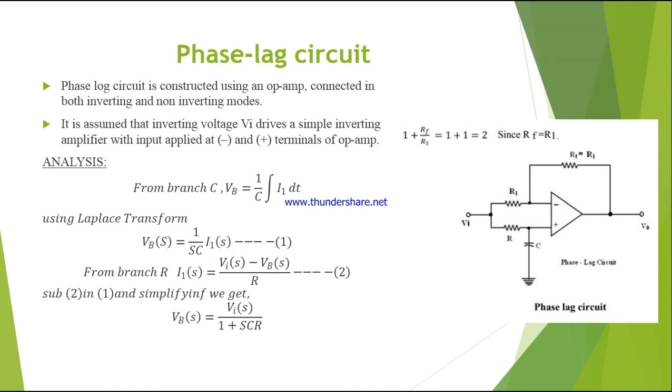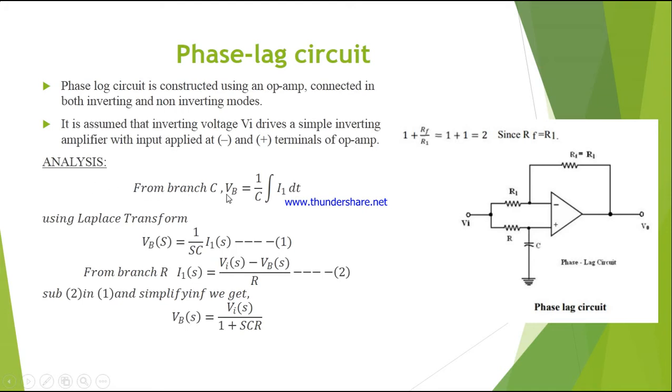Now we can move on to the analysis part. This is the circuit diagram. In analysis, as the op-amp current is 0, I1 flows through C while I2 flows through RF. And due to virtual ground, we say VA equal to VB.